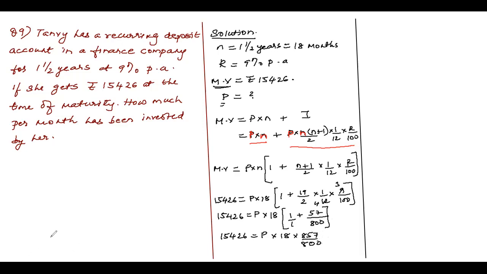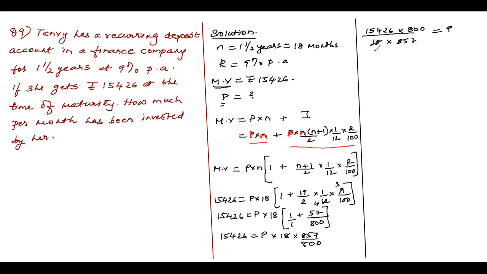Okay, children, I hope you understood this. Now what will happen? 15,426 multiplied by 800, the whole thing upon 18 into 857. This is going to give you P's value. Whatever is multiplied with P in the numerator has come down, and what is in the denominator goes up. Now see here, children. 1 plus 5, 6, 6 plus 4, 10, 10 plus 2, 12, 12 plus 6, 18.